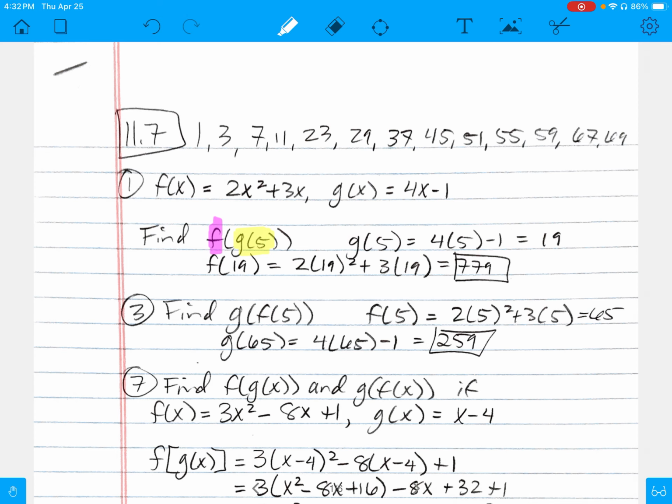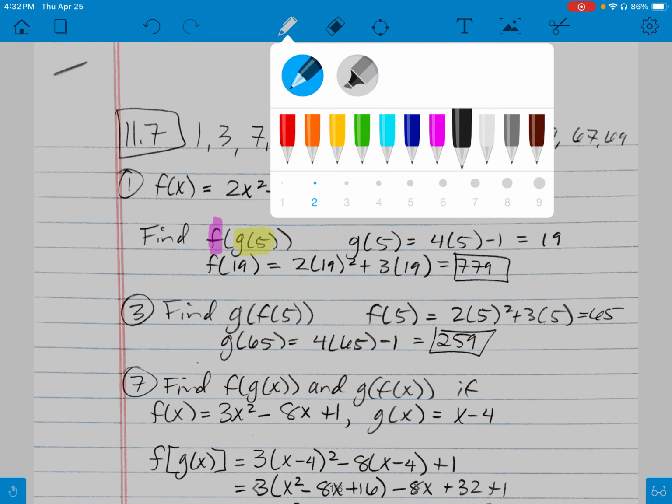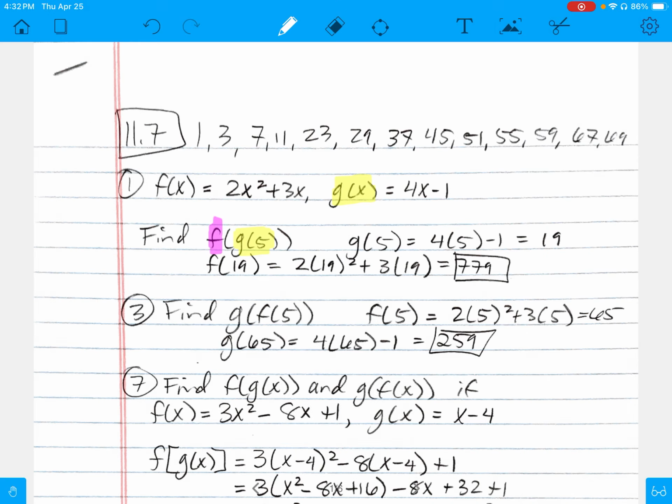So we need to find the value of g of 5. So when I go to the g function over here and I put 5 into it, what do I get out? And I can see what I've done here is here's my g of 5, right? So I'm taking that value of 5 and I'm putting it in for x in the function that is labeled g. So that would give me 4 times 5 minus 1, that's 19.